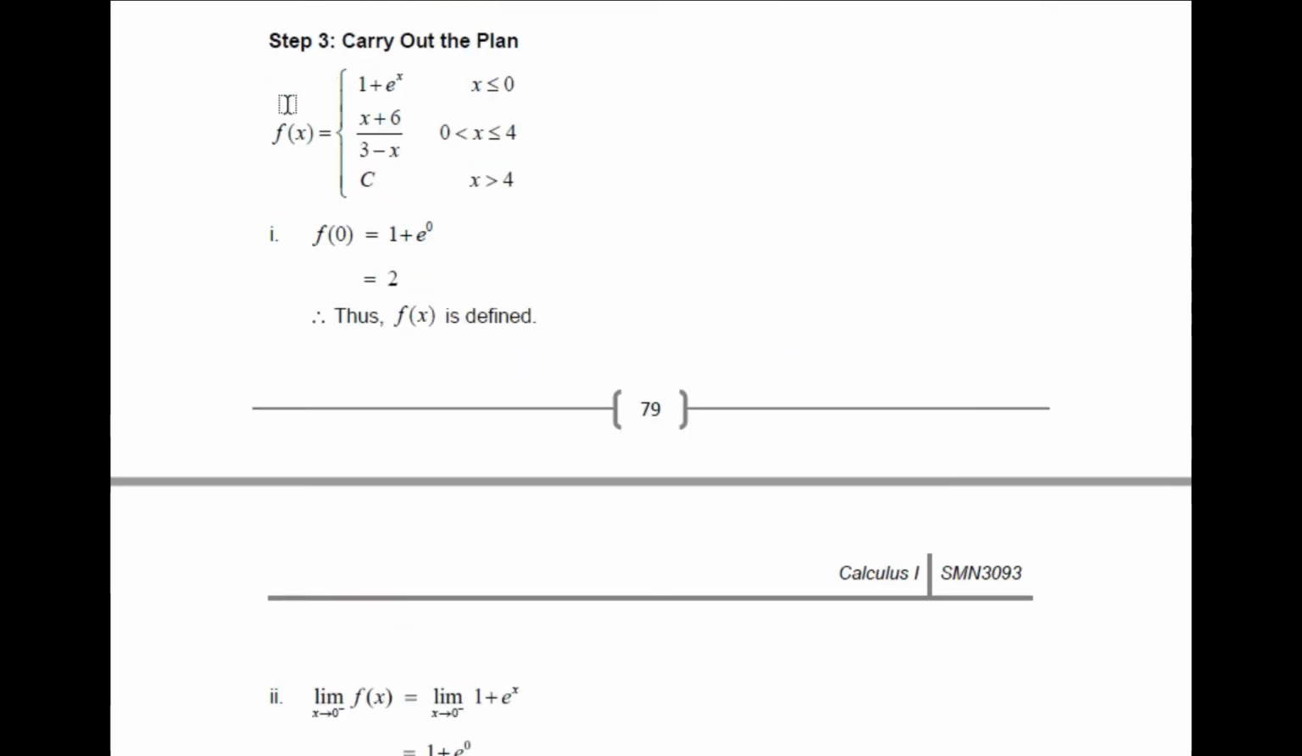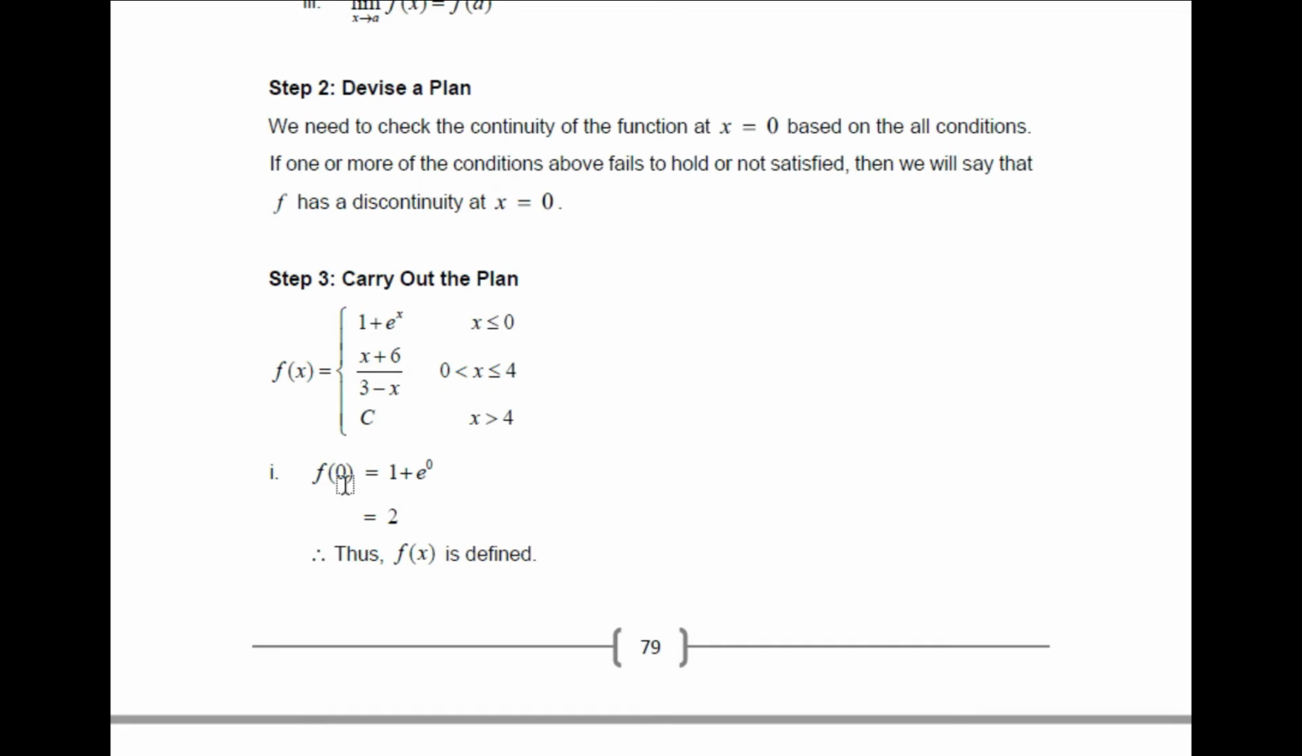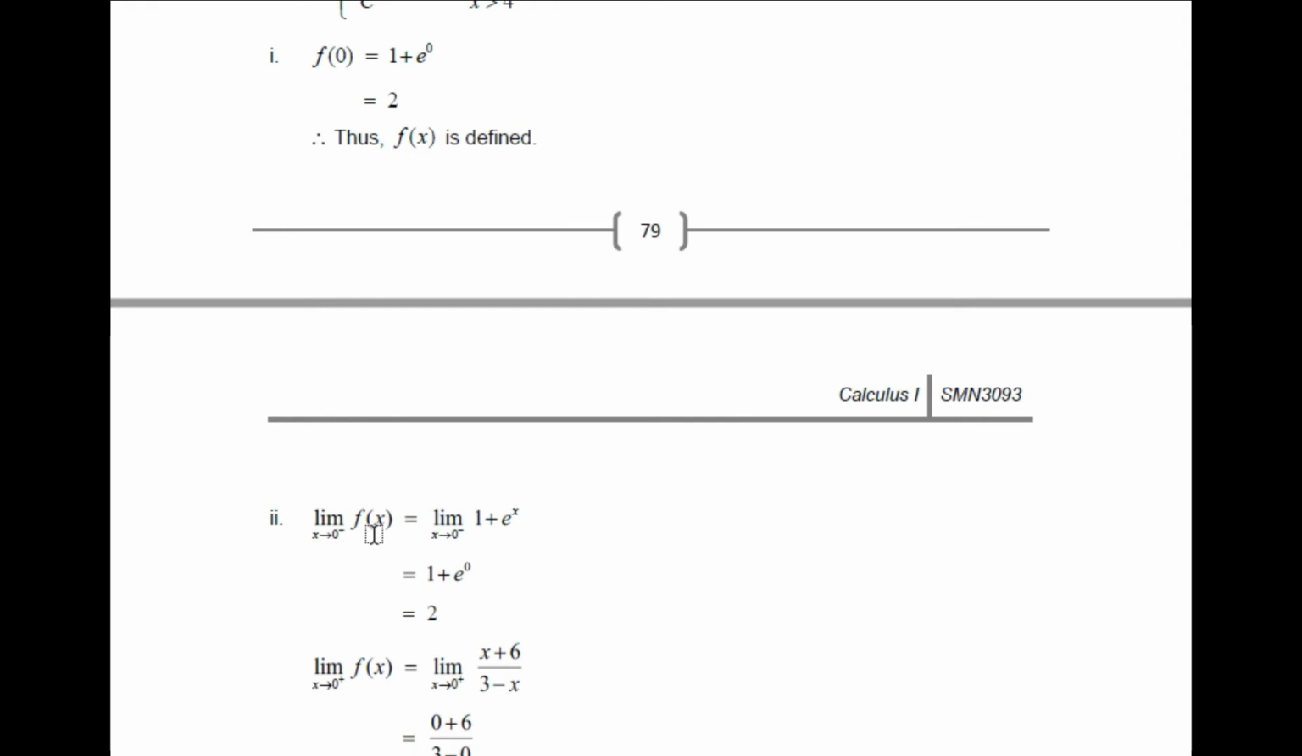Okay, so we rewrite the piecewise function and we check the first condition, where f(a) is defined. In this question, a will be replaced by 0. So, f(0) is equal to 1 plus e to the power of 0. So, the answer we got is 2. Thus, f(x) is defined.